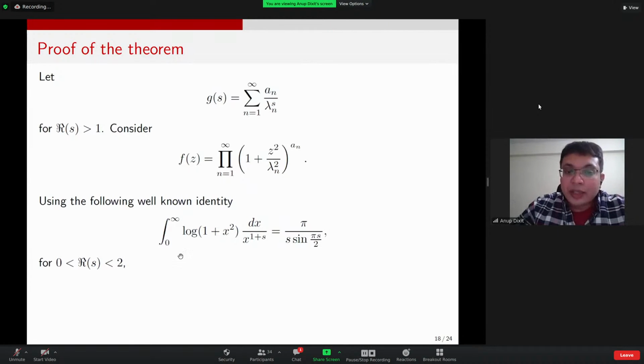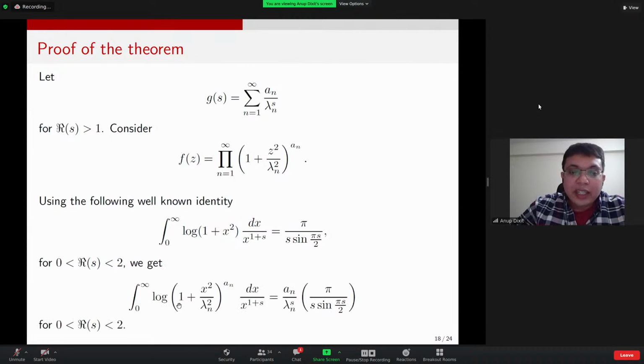Now if we change variables x to x over λ_n, then we get the following, in the same region s between 0 and 1/2. I get this on the left hand side, and on the right hand side, if I raise it to a power a_n, I get a_n over λ_n to the s times this π over s sin(πs/2). Now what we will do is we will just add this over n. Then on the right hand side we will get G(s), and on the left hand side, inside the integral, we will get f(x). And that's exactly what we will do.